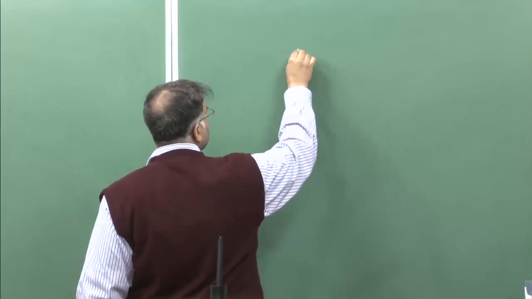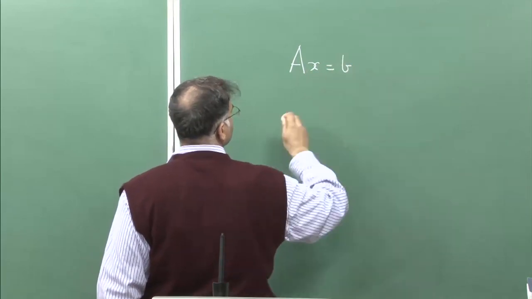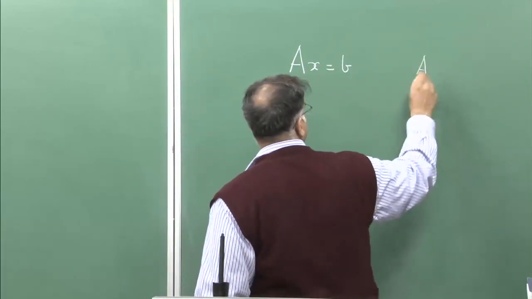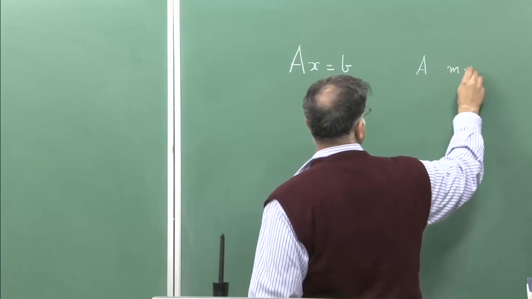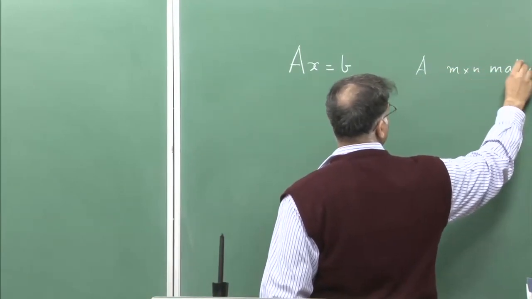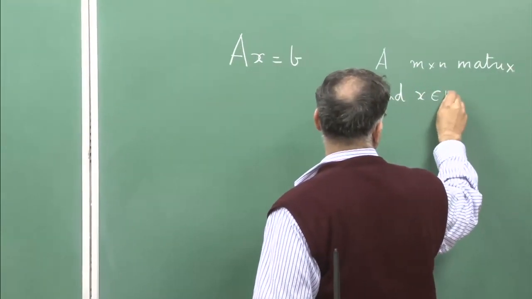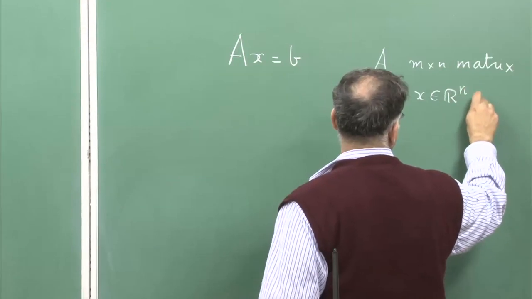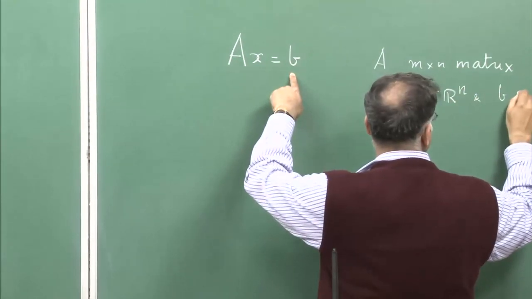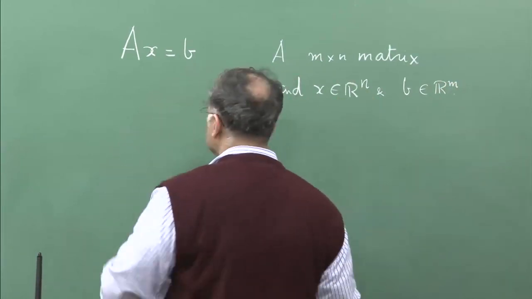I have an m cross n matrix and I want to solve this equation. So, A is an m cross n matrix, x is an n vector, and B is in R n.